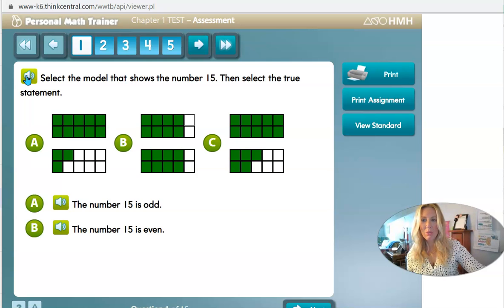All right. So, select the model that shows number 15. Select the true statement. So you're going to be looking at the model for A, the model for B, and the model for C. Which one of these shows 15 and which one of these statements is true?